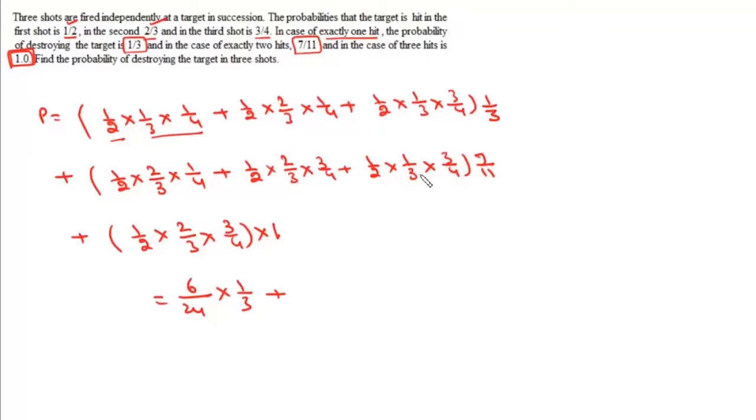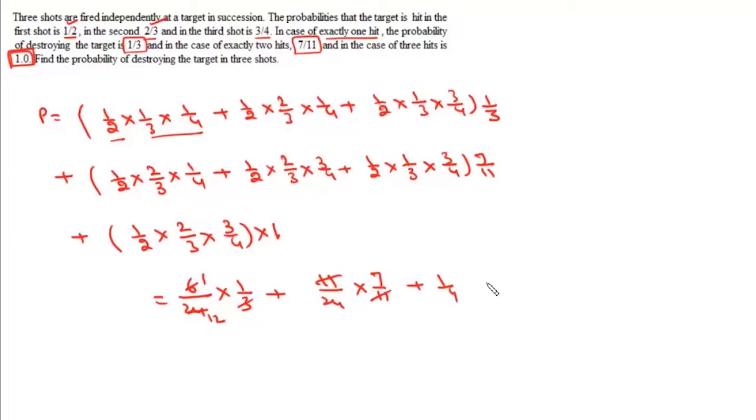9 and 11. So it'll be 11 by 24 into 7 by 11, and plus this is 1 by 4. Now here 11 will cancel, and here it'll be this 2, and this is 1 by 12.